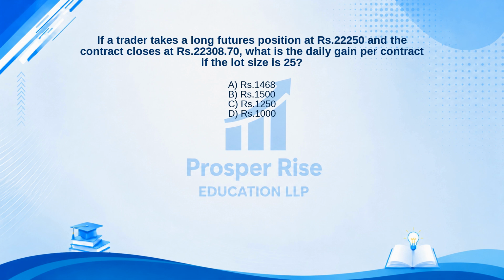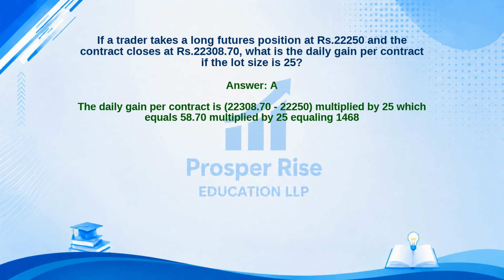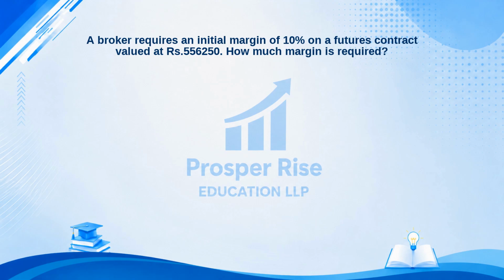The correct answer is option A. Let's see why. The daily gain per contract is 22,308 minus 22,250 multiplied by 25, which equals 58.70 multiplied by 25, equaling 1,468. Here is another practice question.